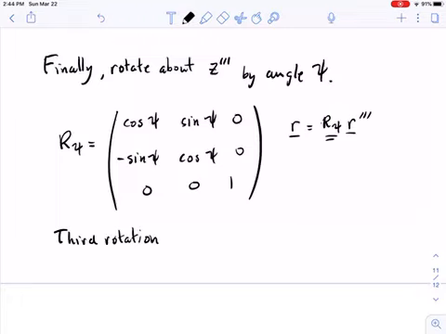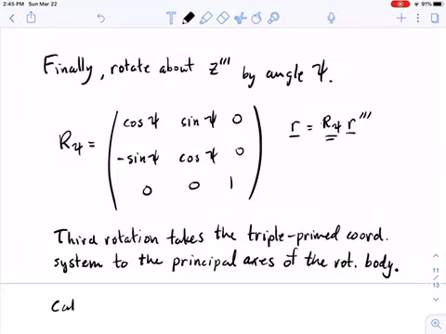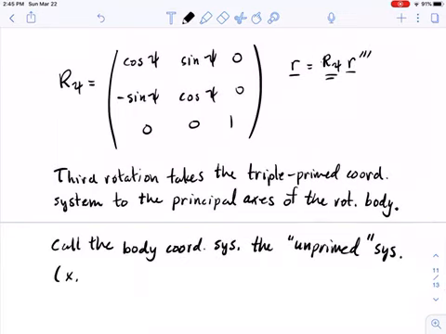So the third rotation takes the triple primed coordinate system to the principal axes of the rotating body. We call the body coordinate system the unprimed system. And so that might be, say, just an X, Y, Z system.